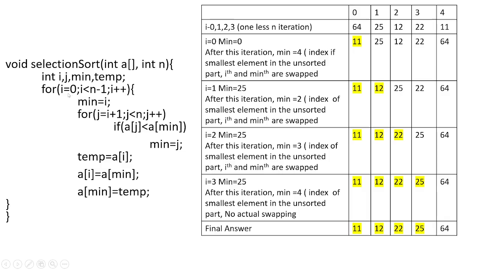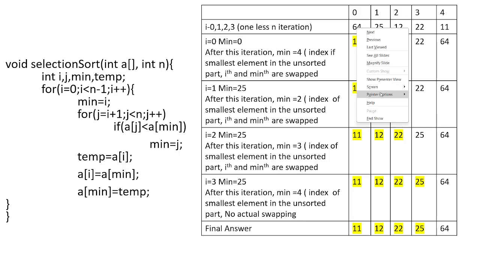The program goes like this. You start from the 0th index. You assume that the first element, at index 0, is the smallest element. We don't know whether it is the smallest, but we start with that assumption. Go and compare this element with the next elements till the last: 64 and 25, 64 and 12, 64 and 22, 64 and 11. Whenever you see a smaller element, you note down that index. So 64 and 25: 25 is smaller, note down index 1.